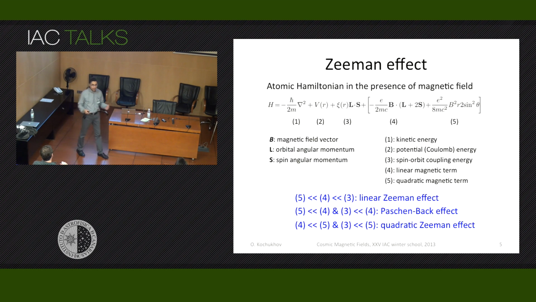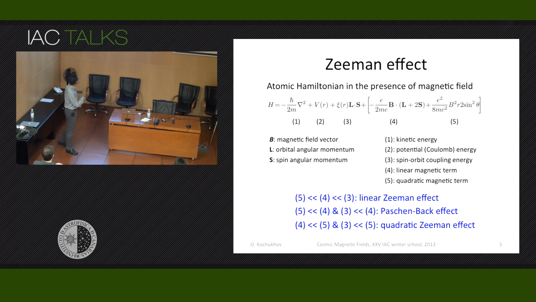Now, what is exactly happening with an isolated atom in the magnetic field? So what I present here, I think this is all familiar to you. This is basically the Hamiltonian. It tells you what are the different contributions to the total energy of the electron in the atom in the presence of a magnetic field. So we have kinetic energy, potential energy, energy responsible for spin-orbit coupling, and then this, in square brackets, comes the contribution due to the presence of the magnetic field.